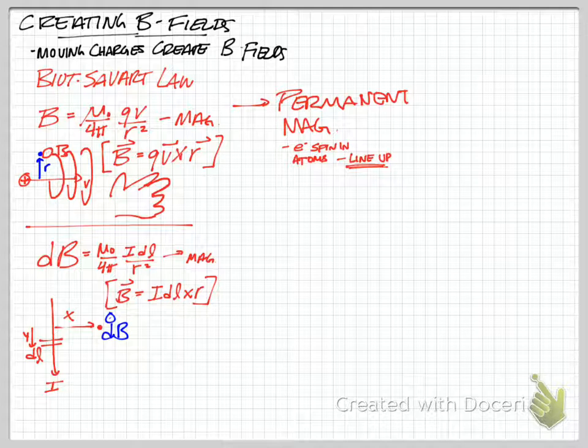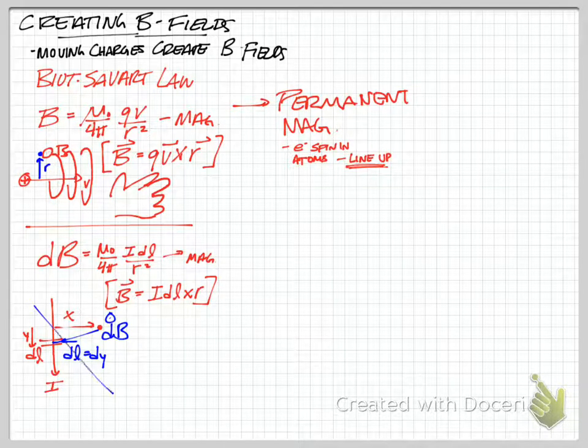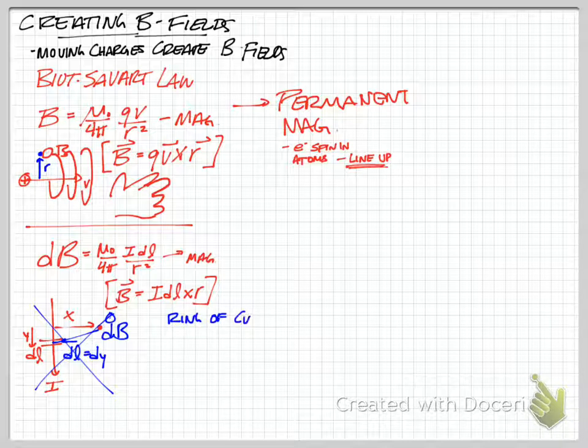So dl would be dy, and your radius would have to be that weird square root of x squared plus y squared thing. Now it gets really strange because the radius has an angle, and so we're not actually going to calculate this. We're going to use something else that's more convenient. What we do have to do is a ring of current.